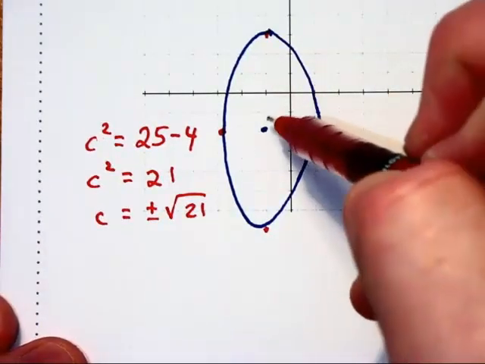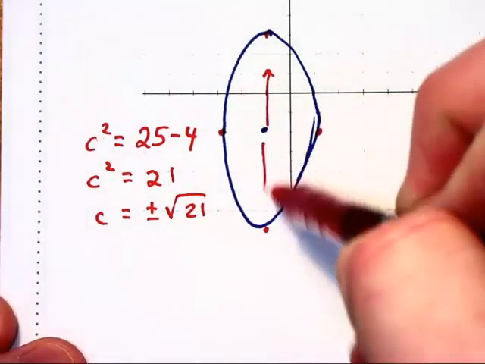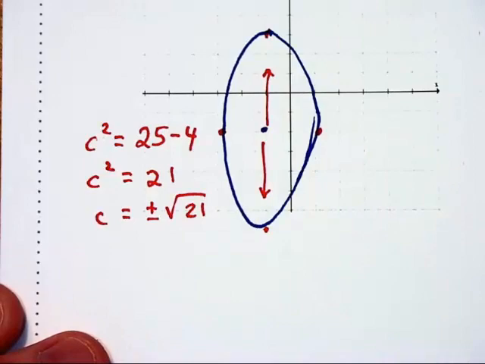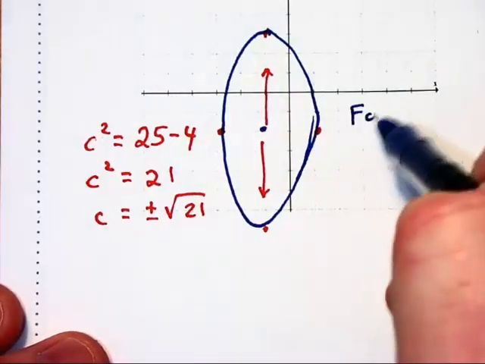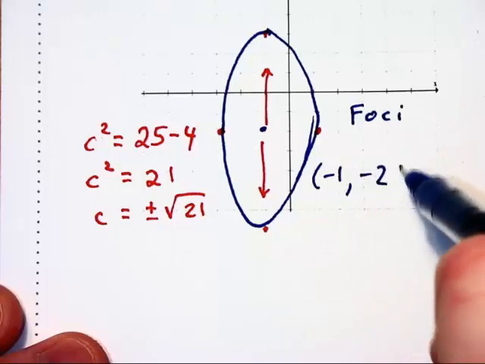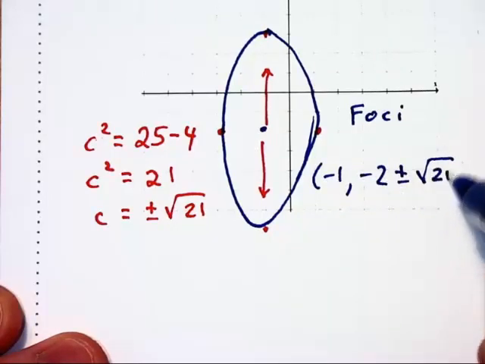And since the foci are always on the major axis, we are going to be going up and down root 21 to get to our foci. And these foci will now be located at negative 1 comma negative 2 plus or minus the square root of 21.